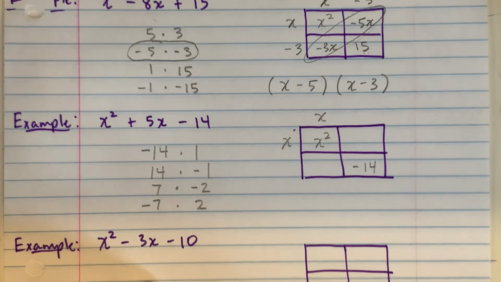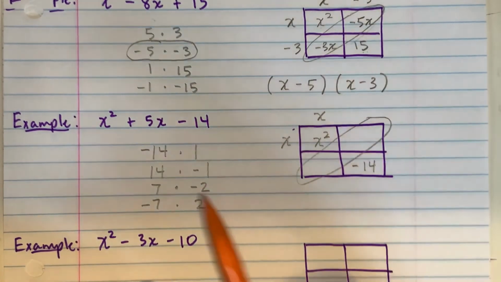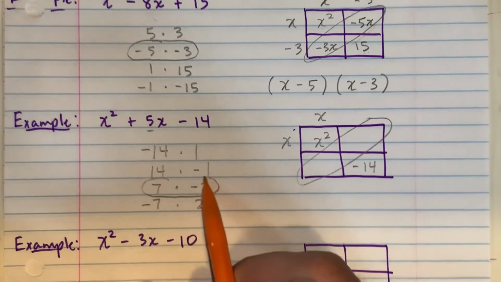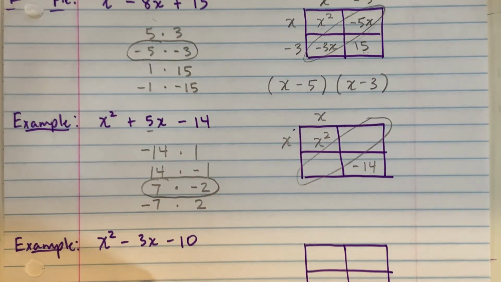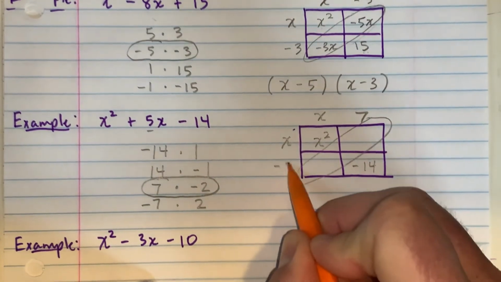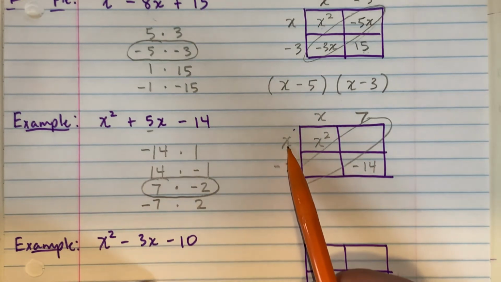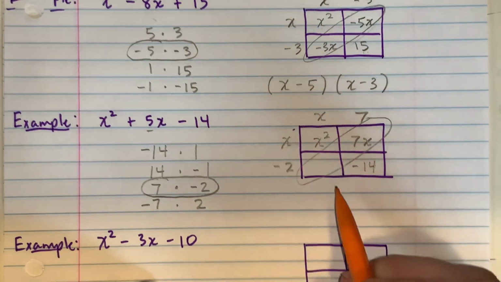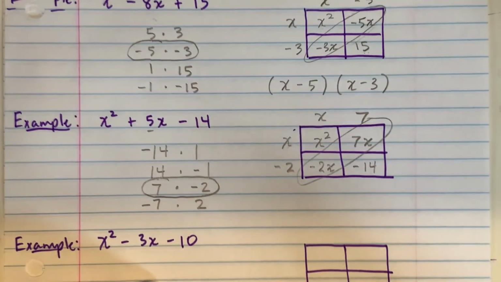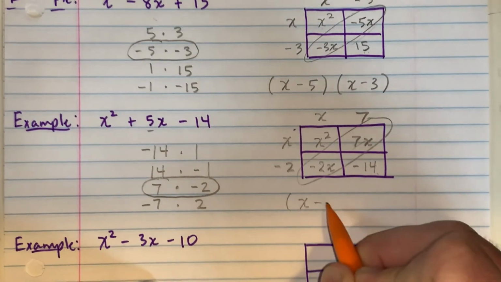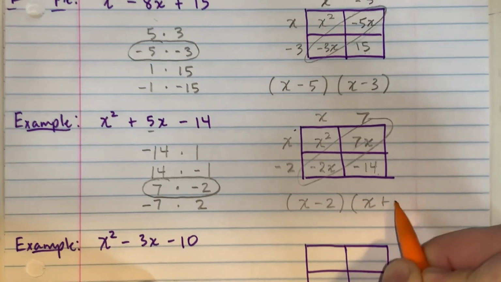All right, so which ones of those is going to add up to give me a positive 5x? When I add them together, that's going to be this one. All right, so that would give me a positive middle term. All right, so then we'll put that in, 7 and -2, and we can go ahead and multiply that out just to check. So x and 7 multiplied together would be 7x, and -2 multiplied by x would be -2x. And we can see that if we were to put those together, that would give us a positive 5 and also a -14. Okay, so our factored form would be x minus 2 and x plus 7.